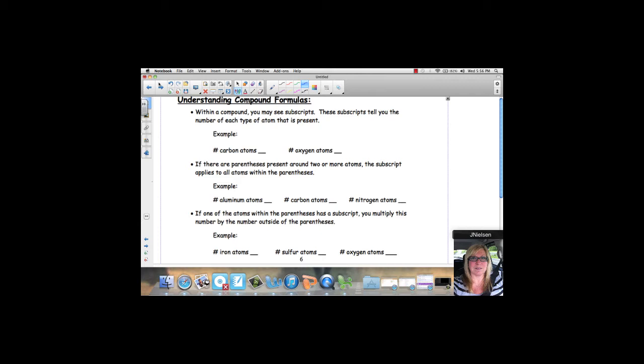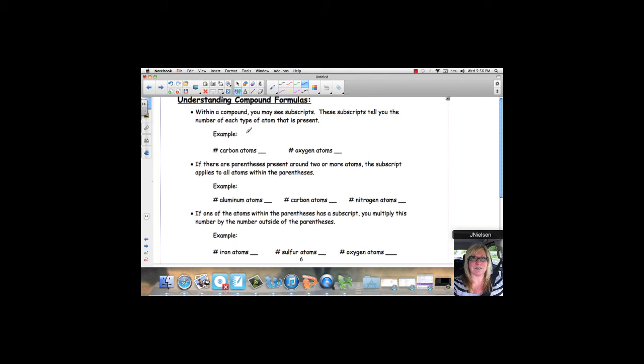We have to understand compound formulas. When we look at a compound, we have to know how many atoms of each element are in the compound, because we need to be able to calculate its mass. And the mass is based on the number and types of atoms in a compound, adding them all up, respectively, according to their masses. So, when we look at a compound, you may see a subscript. The subscripts tell you the number of each type of atom that is present.